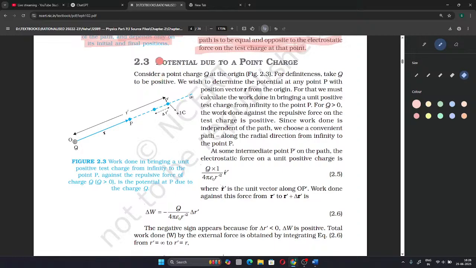Now, the next main topic: potential due to a point charge. Consider a point charge Q at the origin. For definiteness, take Q to be positive. We wish to determine the potential at any point P with position vector R from the origin.